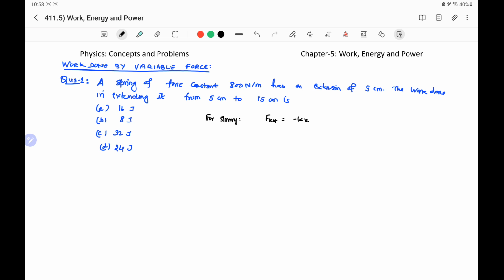So to further extend, we require an external force, and it will be equal to the negative of the restoring force. That means it will be in the opposite direction of the restoring force, and it will be equal to minus of minus kx, that is equal to kx. So the external force depends on the extension of the spring. As the spring extends further, we require more external force. So work will be equal to the integral of F external dx, extending it from x1 to x2. This will be equal to the integral of kx dx, and we have to extend from initial 5 centimeter to 15 centimeter, where k is given as 800 Newton per meter.